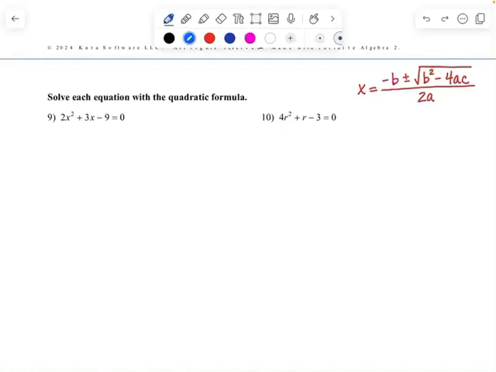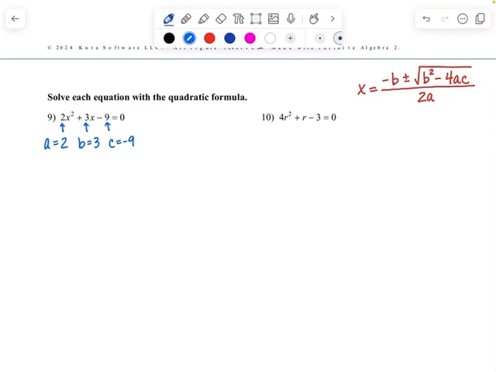Using the quadratic formula, which I have reprinted right here. In order to use the quadratic formula, we need to first figure out what our a, b, and c values are. Well, a is the coefficient in front of the lead quadratic term. So on number 9, my a value is 2. B is that middle coefficient, so my b value is a positive 3. And c is the constant on the left-hand side of the equation, and that is negative 9.